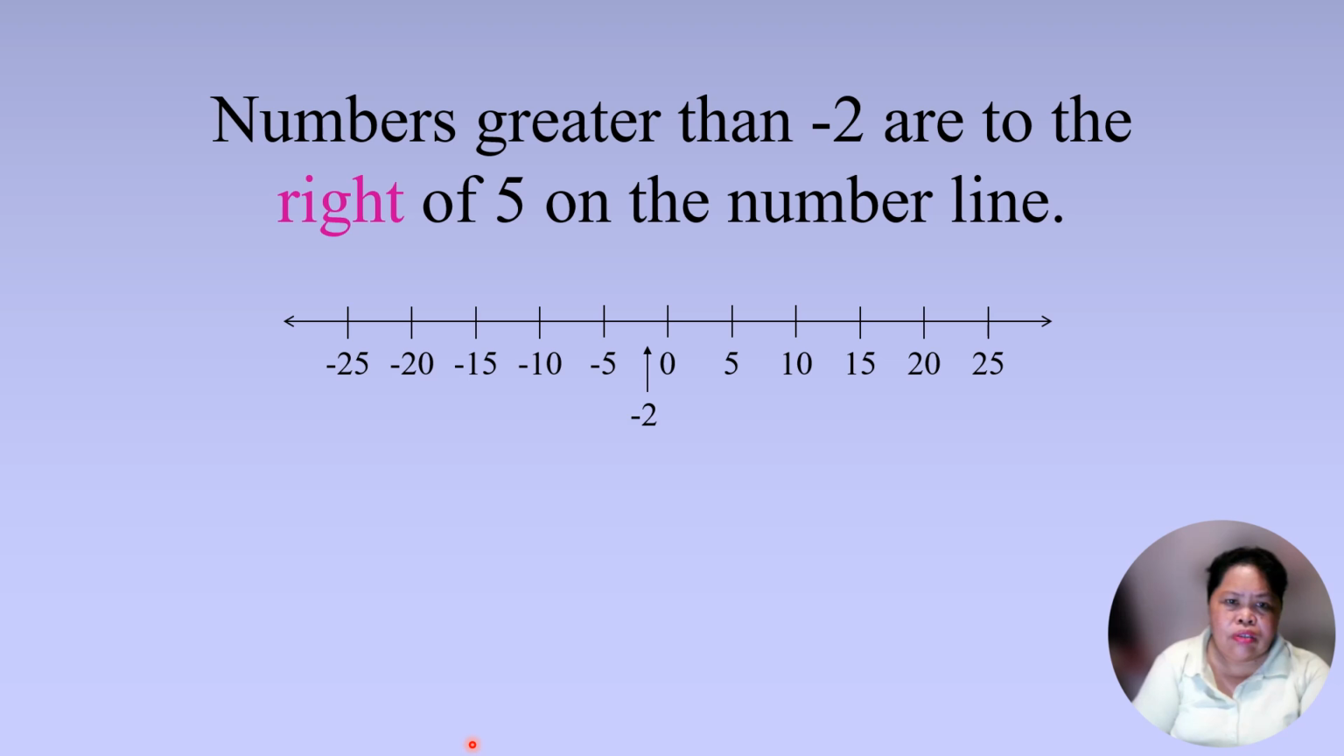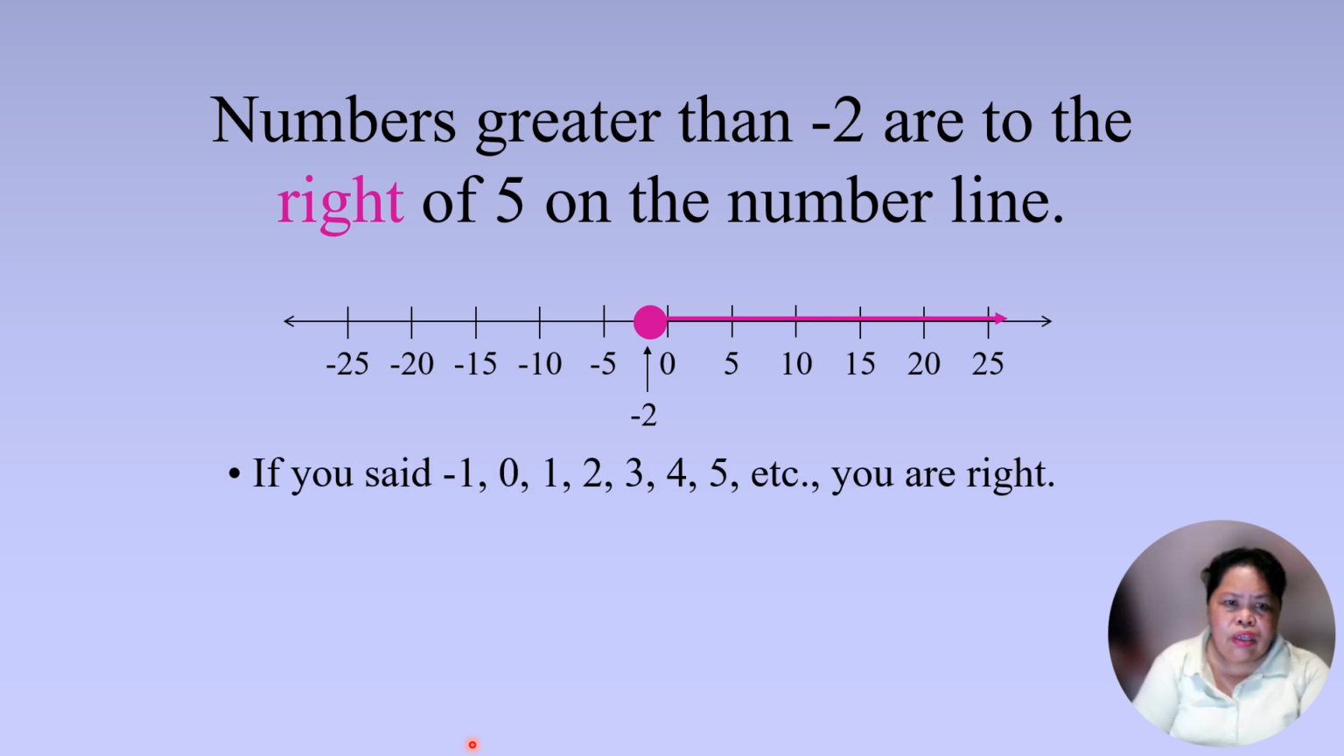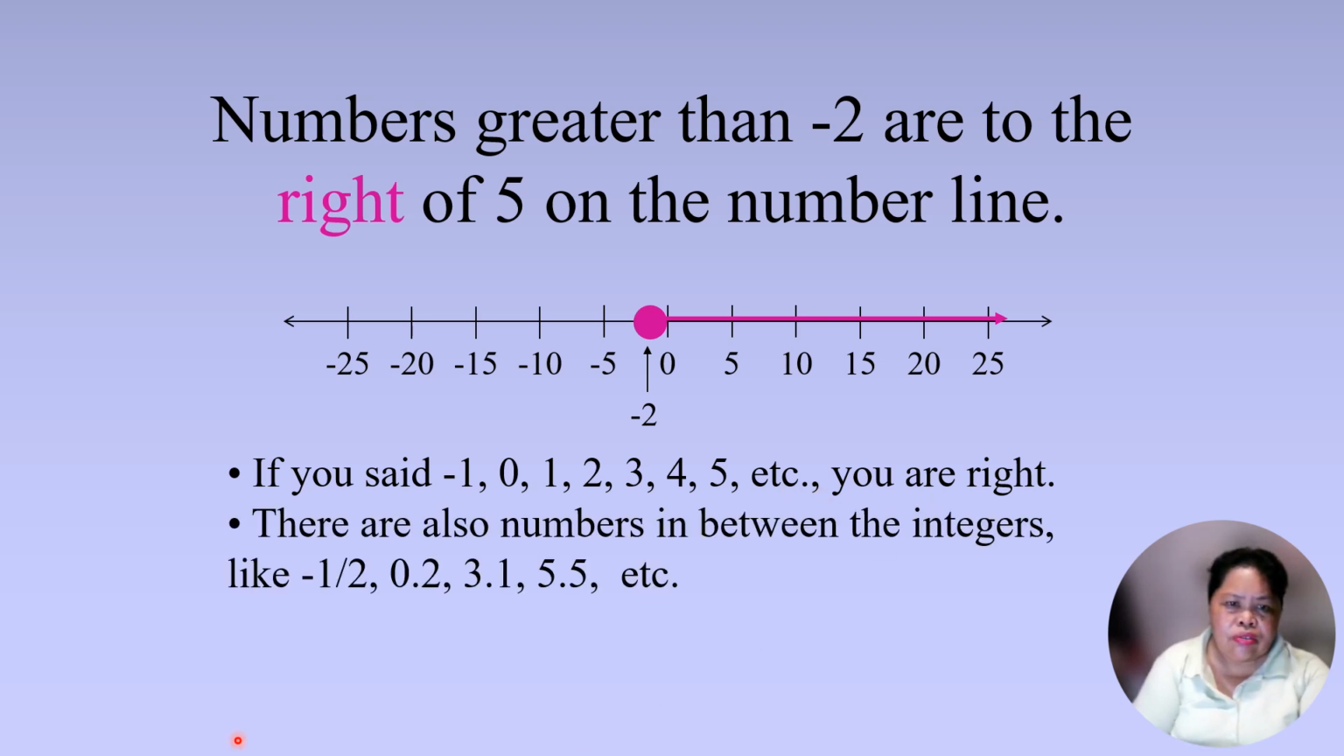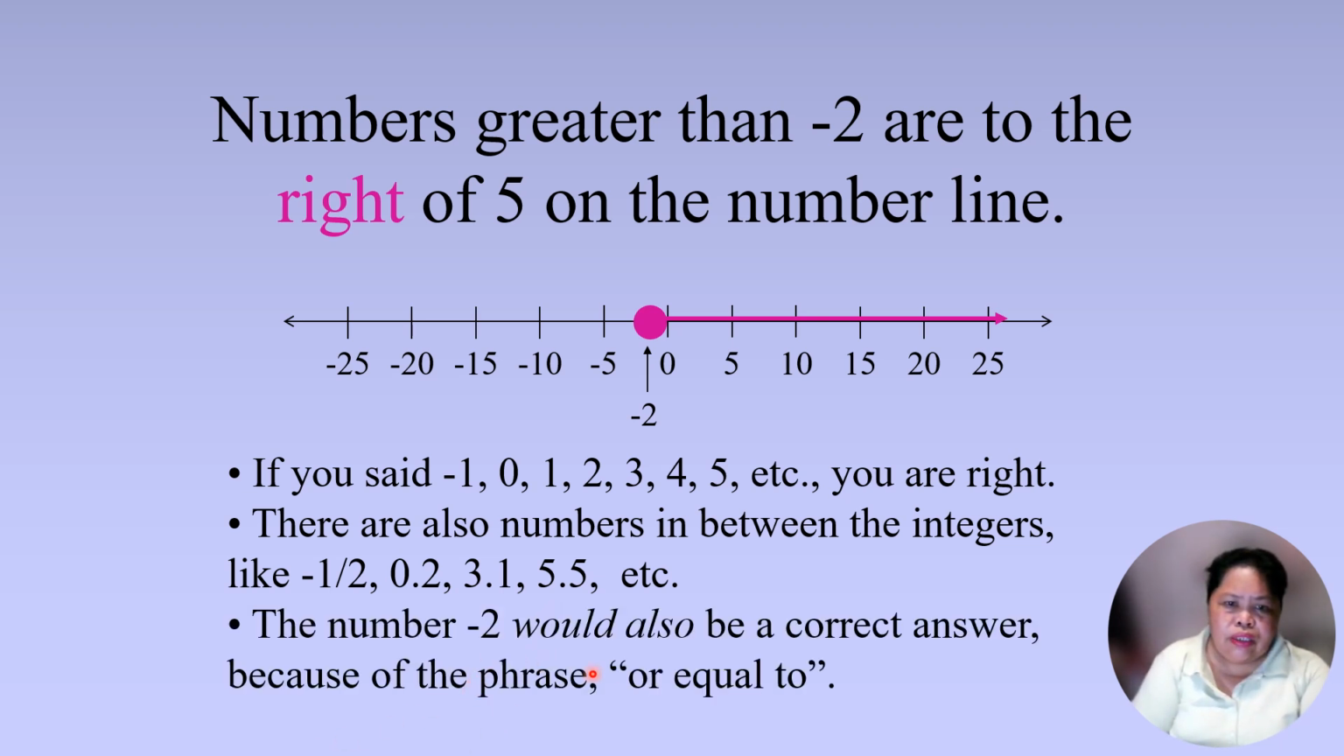Okay, we have here -2. If you said -1, 0, 1, 2, 3, 4, 5, and so on, you are right. There are also numbers in between the integers like -1/2, 0.2, 3.1, and 5.5. The number -2 would also be a correct answer because of the phrase "or equal to."